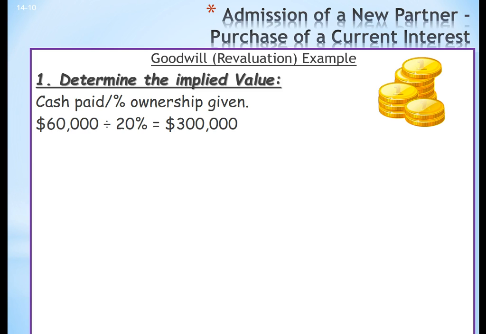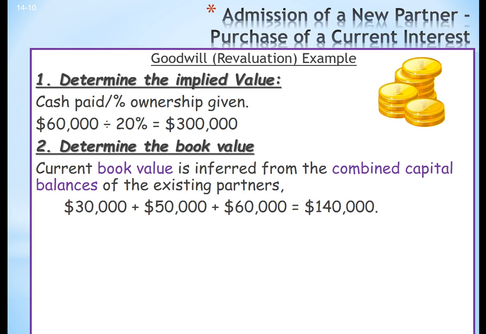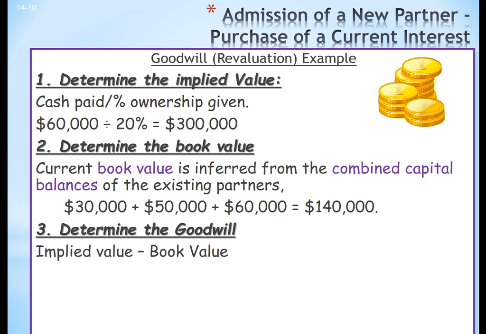the partnership is $300,000. Now we need to determine the book value, which current book value is inferred from the combined capital balances of the existing partners, which is $140,000. Again, this doesn't change because the cash went directly to the partners, not to the partnership. Then we're going to determine the goodwill by subtracting these two, which is the implied value minus the book value, which tells us we have goodwill of $160,000.